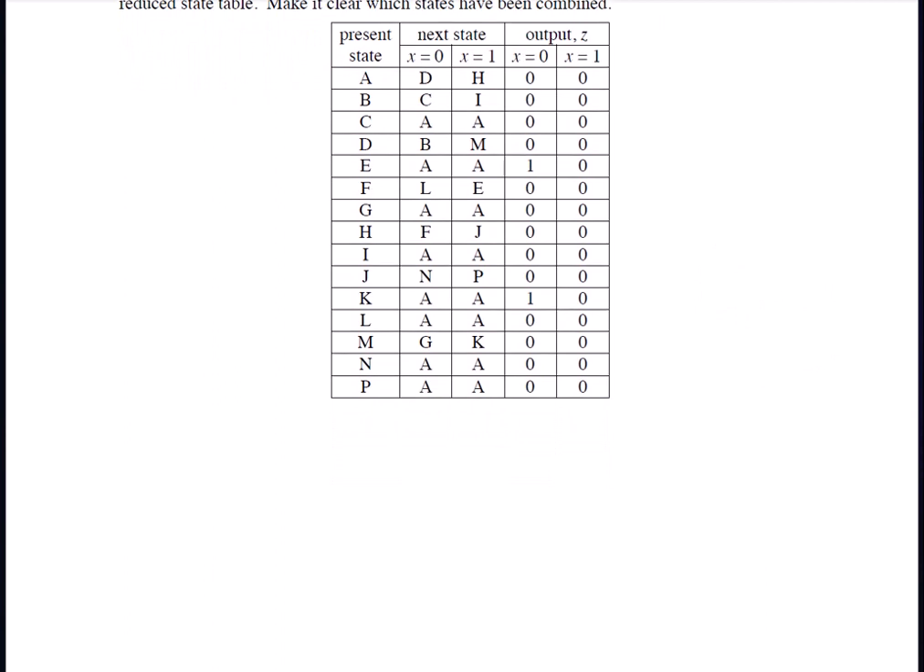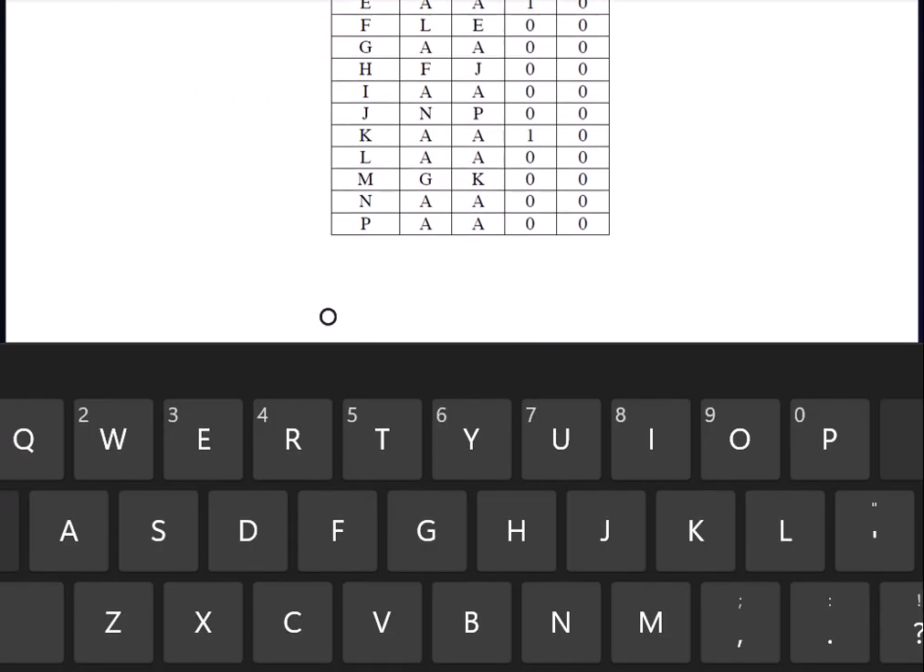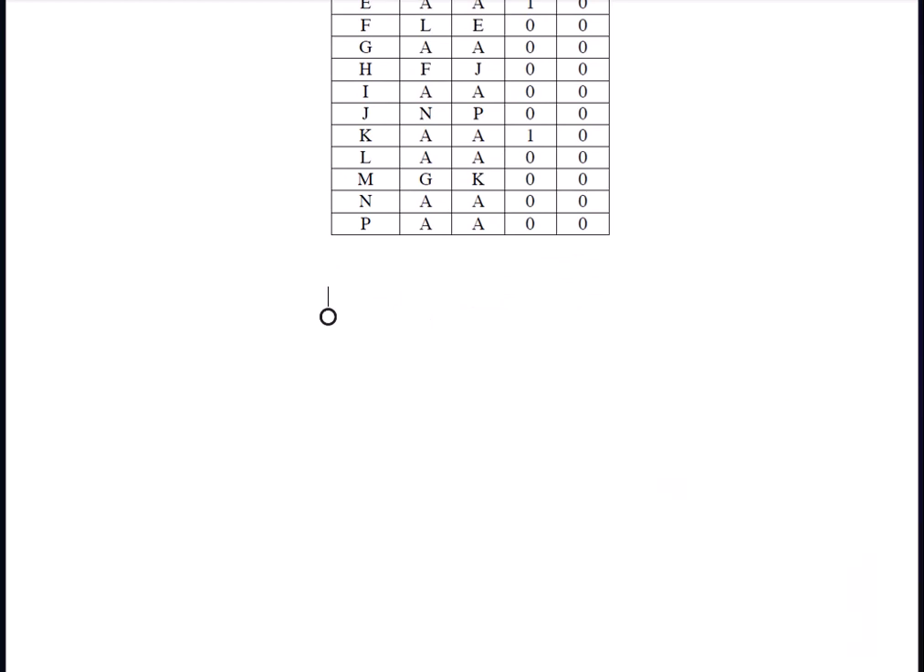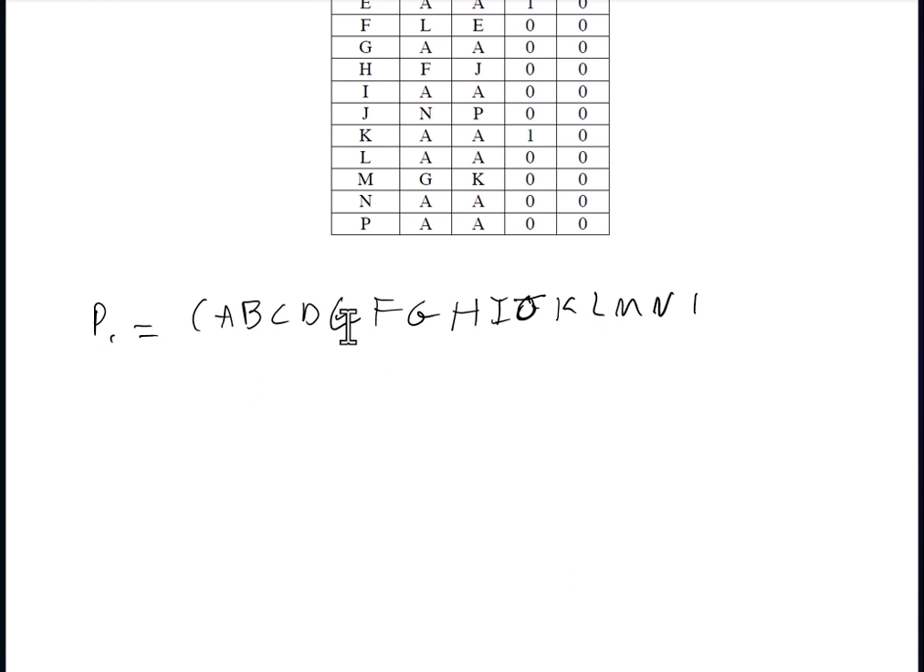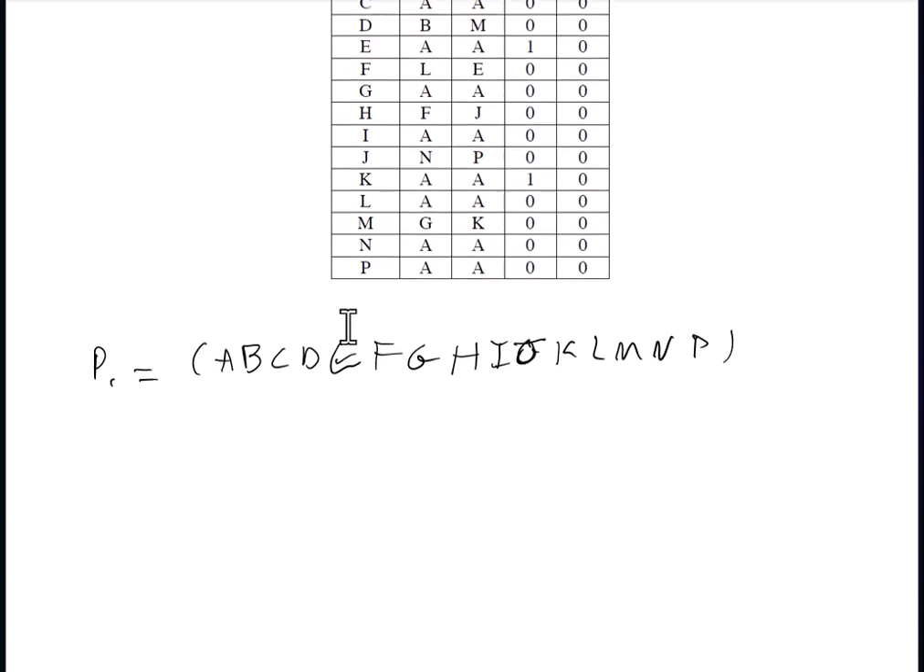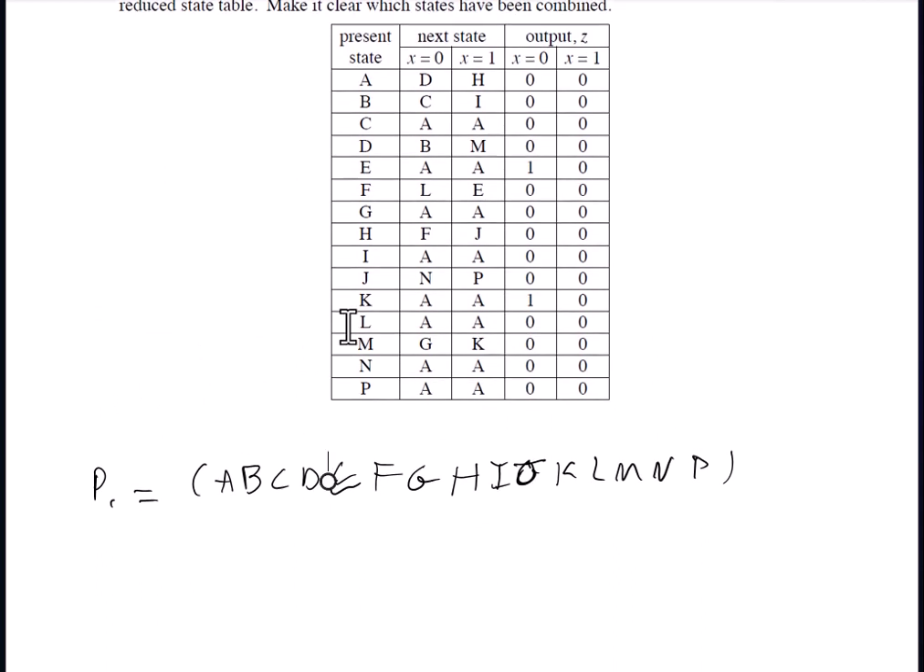When we start, we're just going to say that our partition includes all of the states. So our partition 1 is going to be A, B, C, D, E, F, G, H, I, J, K, L, M, N, P. So that's partition 1. Now our next partition is going to divide them just in terms of their output.